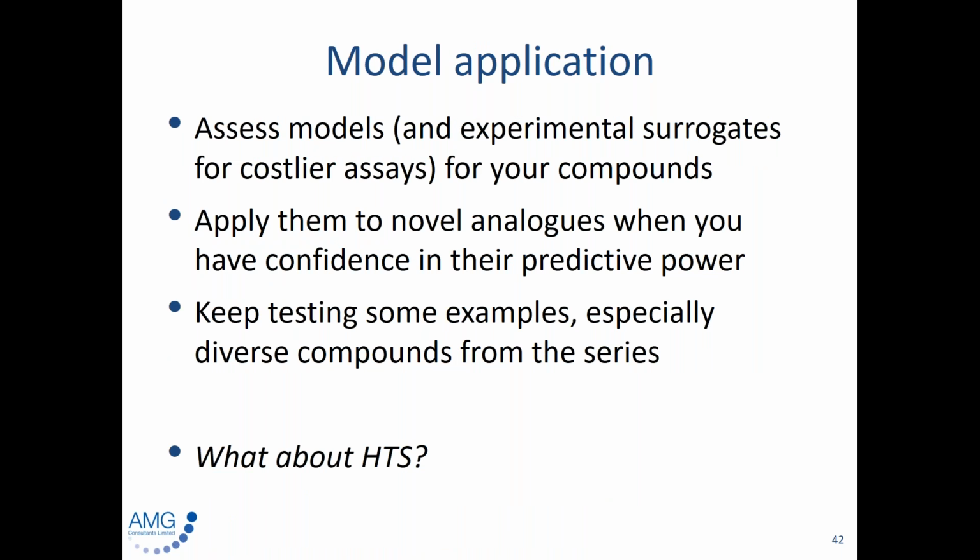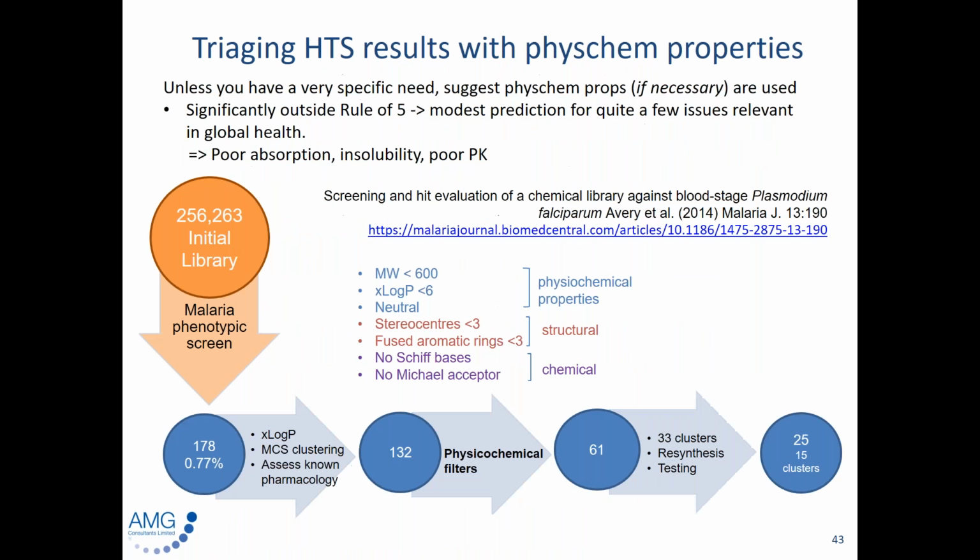So we've talked about model application to optimization. I also want to touch on HTS. So in HTS, you're not going to have sufficient experimental properties most of the time to check whether or not a model's being predictive. So unless you've got a very specific need, I guess our feeling is that you're better off using phys-chem properties, and the rule of 5 is not a bad guide.